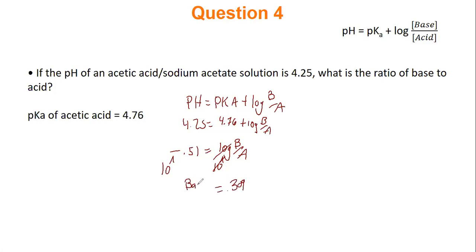So my ratio of base to acid is 0.309, which again makes sense, right? My pH is lower than my pKa. Therefore, I should have more acid than base. Therefore, if I'm taking base divided by acid, or ratio of base to acid, I should expect a number lower than 1. If you didn't get a number lower than 1, that should be a sign that you messed up somewhere, miscalculation somewhere.